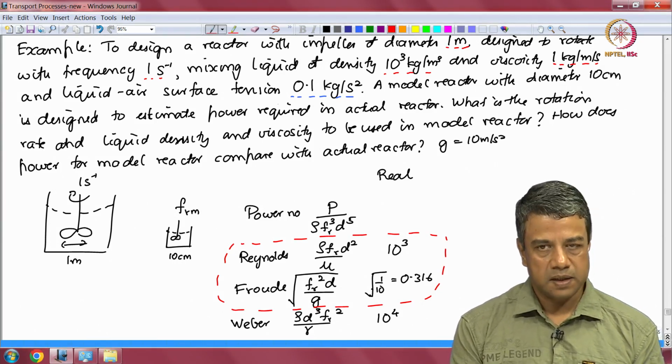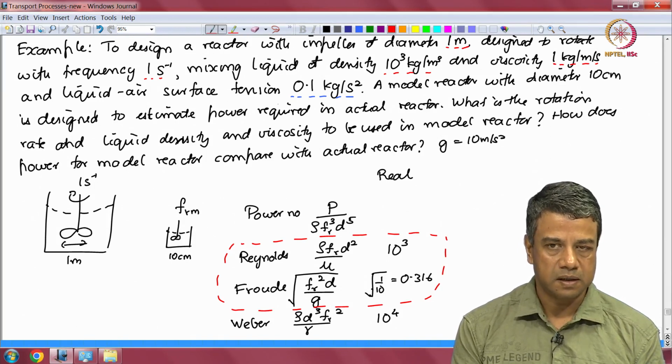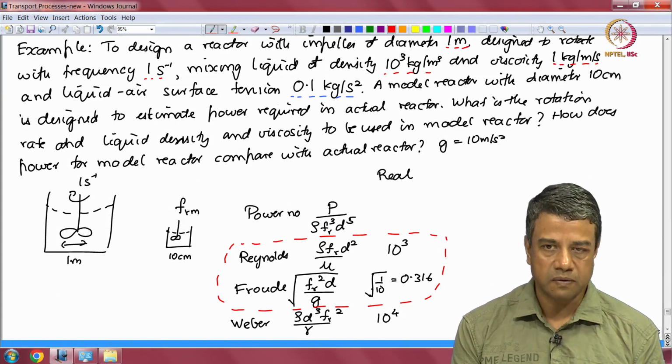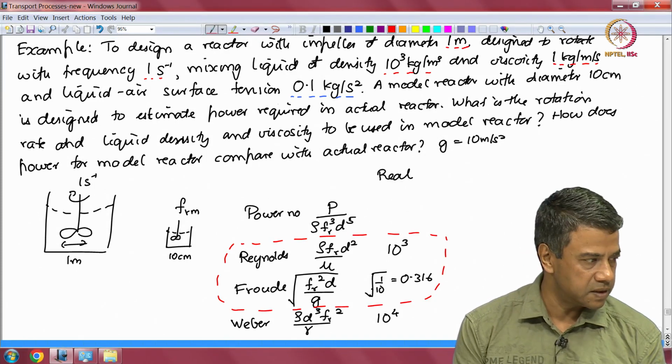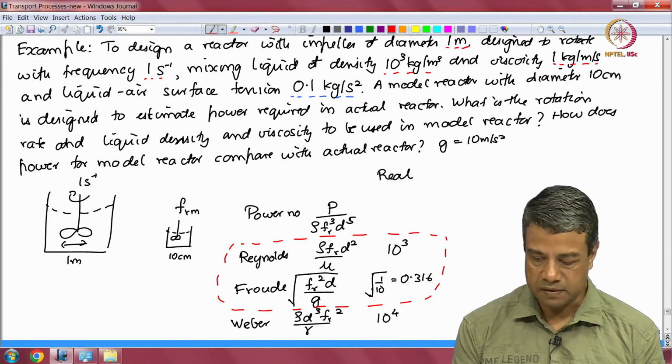When the impeller rotates, there is a deformation of the interface between the liquid and the ambient. That deformation depends upon the centrifugal forces and the gravitational forces. It is determined by a balance between centrifugal forces and gravitational forces.